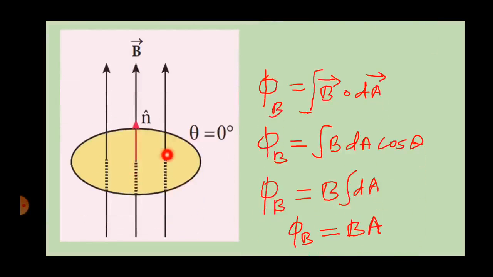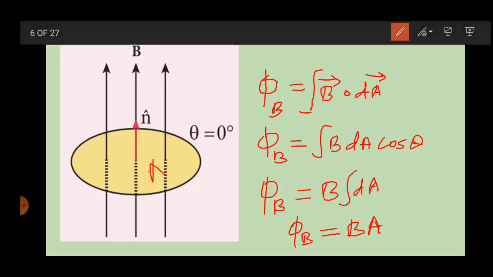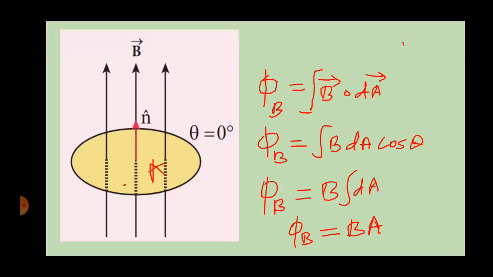Suppose consider a small area A. This is nothing but an area A. Then this area is passing through the magnetic field. So the total magnetic field lines passing through the normal to the given area is called magnetic flux.